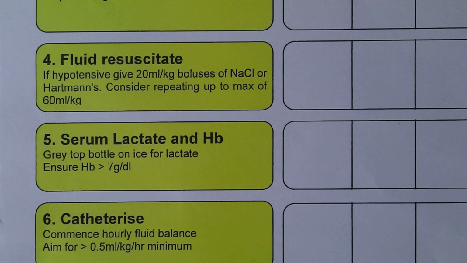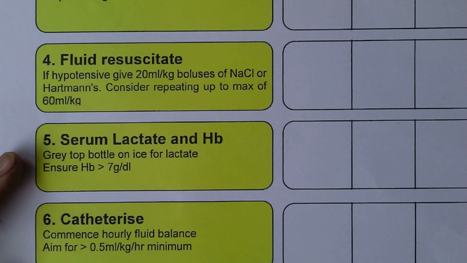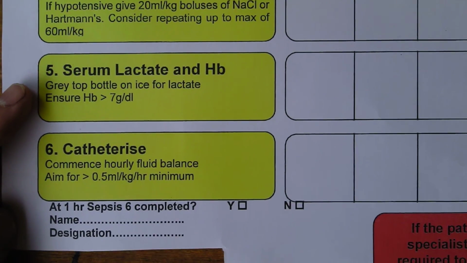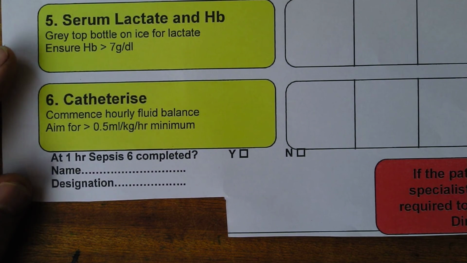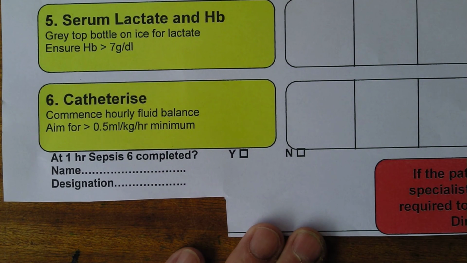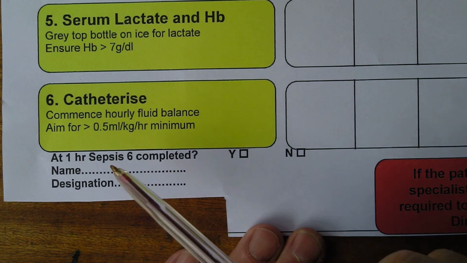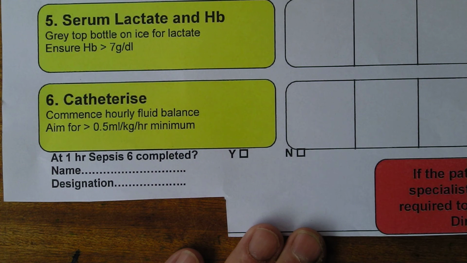So serum lactate and haemoglobin. And we want to ensure an adequate haemoglobin to carry the oxygen around the body. We don't want an anemic hypoxia. Now these days we don't normally use urinary catheters because of the infection risk, but it's vital that we know that the patient has adequate urine production. So these patients need to be catheterized, regular fluid balance that must be kept up to date, and we're looking for a minimum of 0.5 mils per kilogram per hour of urine output.